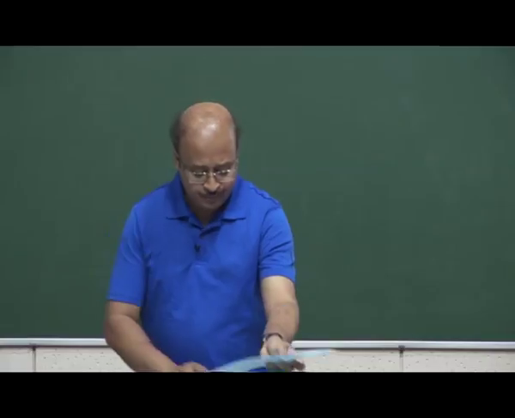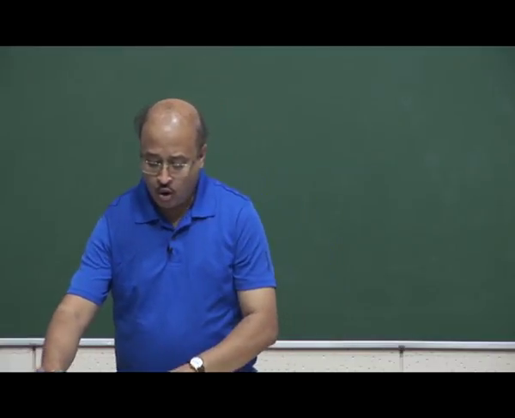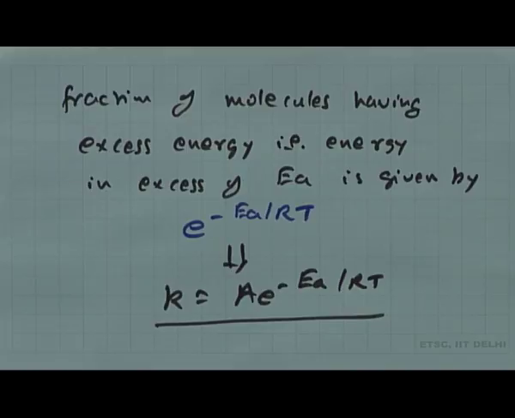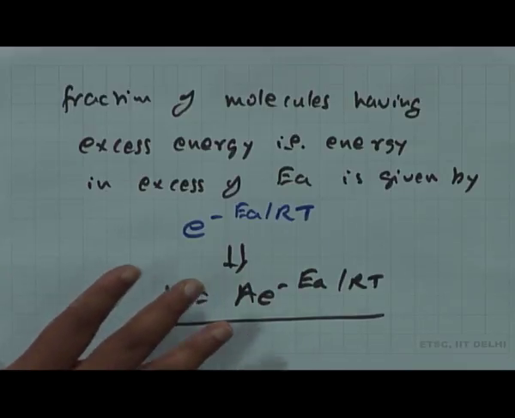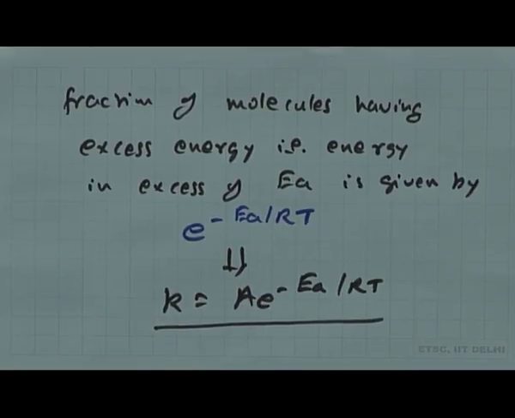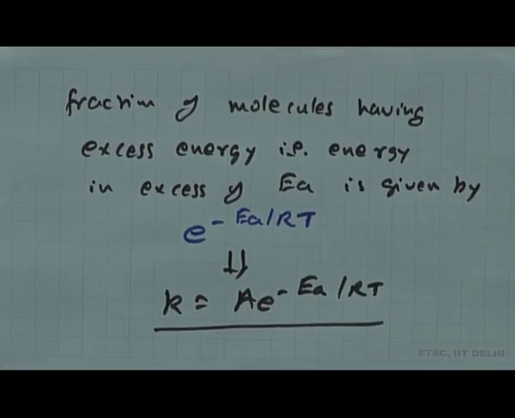Now, what I just told you was that the fraction of molecules having energy in excess, that means over and above that of EA, is given by e to the minus EA over RT, and this relates to the Arrhenius expression for the temperature dependence of reaction rates, which says k is equal to A e to the minus EA by RT.